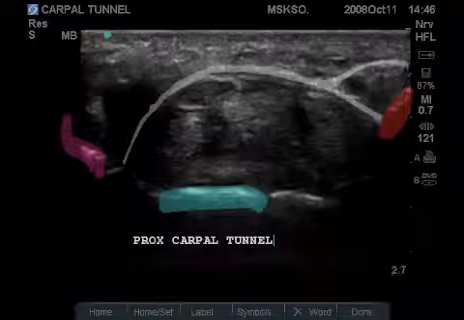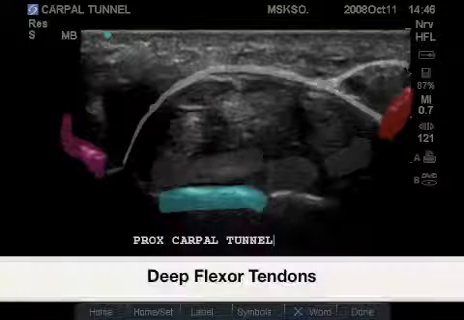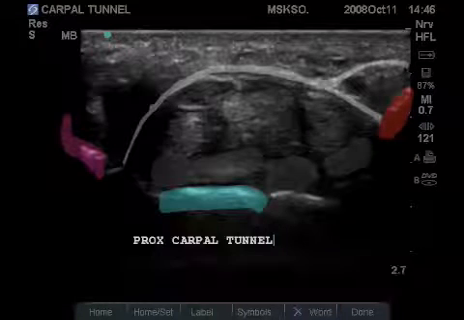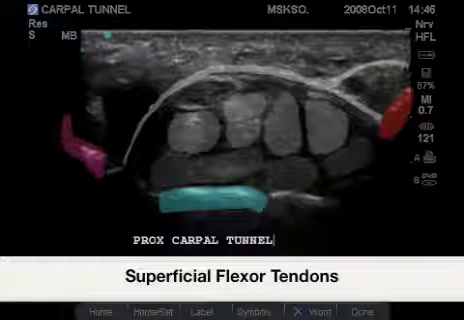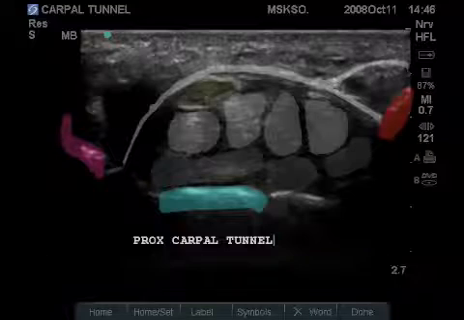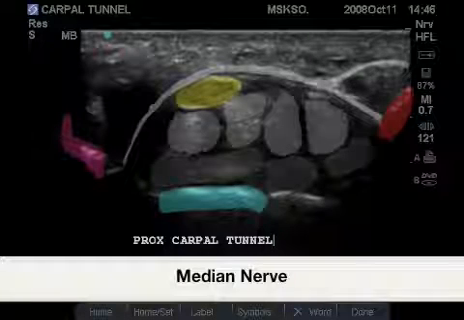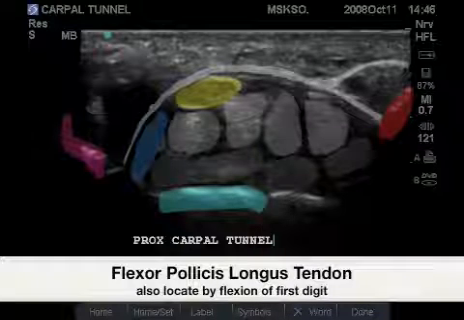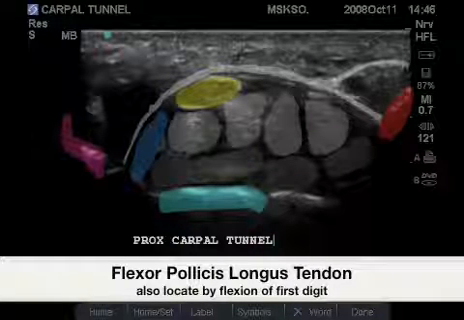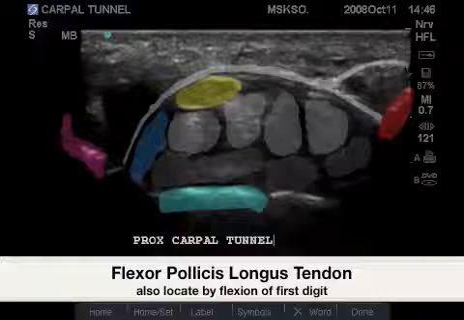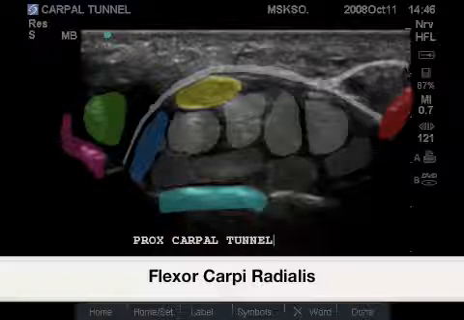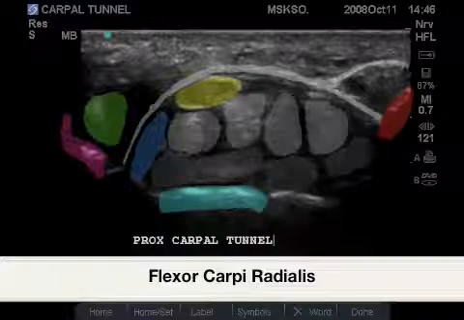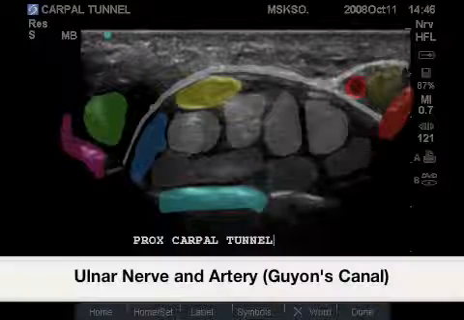In gray are the deep flexor tendons. The light gray are the superficial flexor tendons. The yellow is the median nerve. And in blue, on the far radial aspect bordering the scaphoid, is the flexor pollicis longus, flexor carpi radialis, and the ulnar nerve and ulnar artery, creating Guyon's canal.